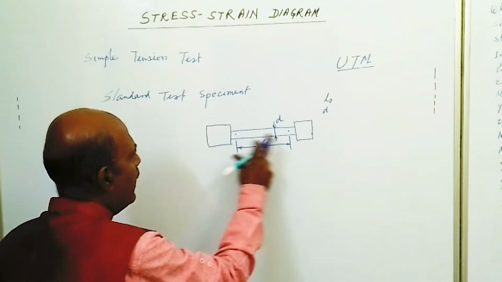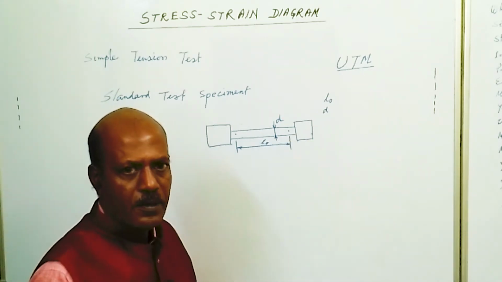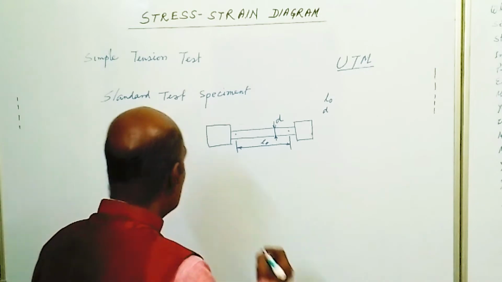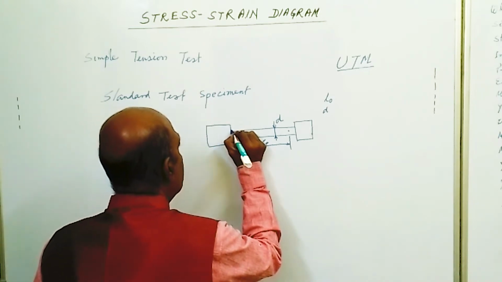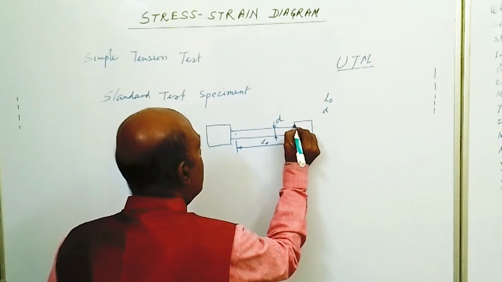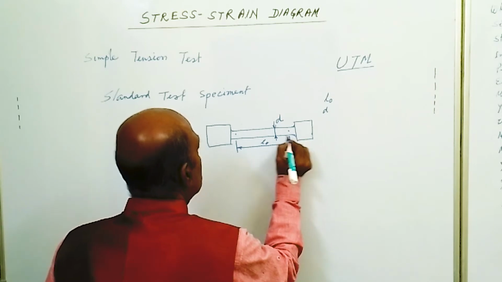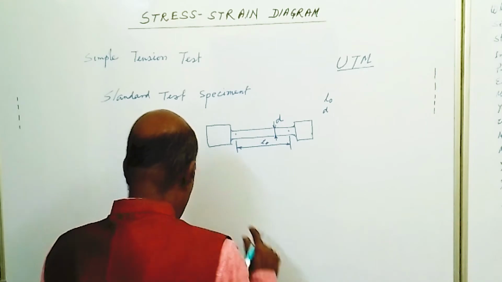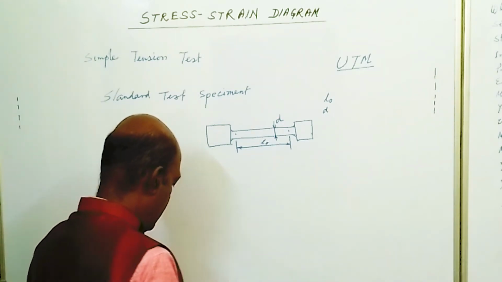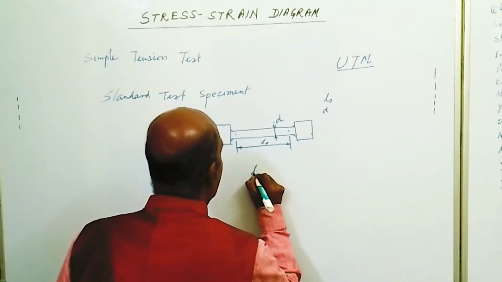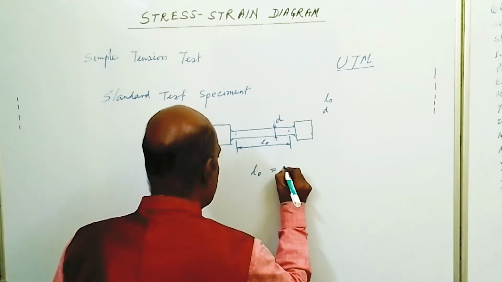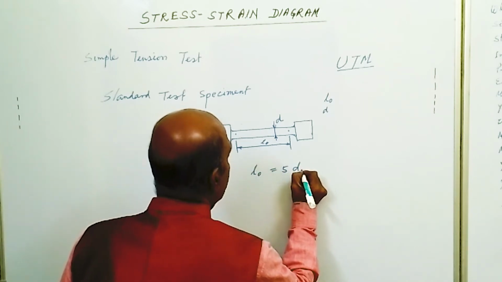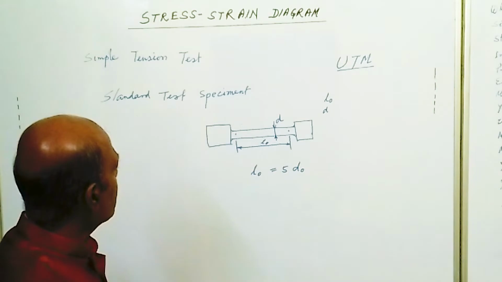At the ends the diameter is more for gripping purposes, and there is also a radius here, as you can see. This specimen is called the standard test specimen and is given by L0 equal to 5 into D0 for a circular specimen.